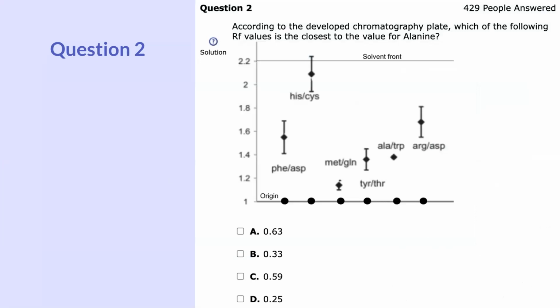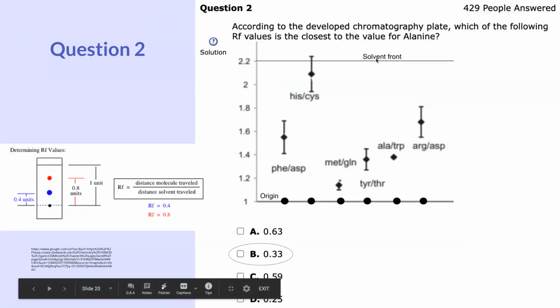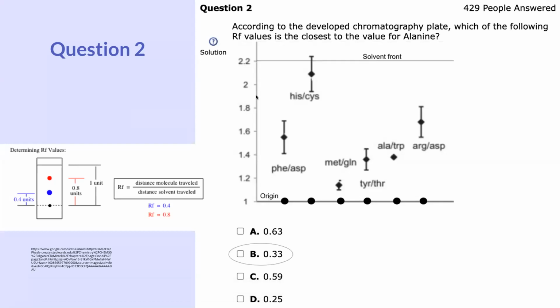Okay, what about number 2? Okay, so we're looking for the RF value for alanine. And that is this one right here. And so how can you find the RF value? This is the distance between the molecule and the solvent. So the solvent front is all the way up here. So you can see the origin is not at zero, it's at 1. So you need to calculate that differently.